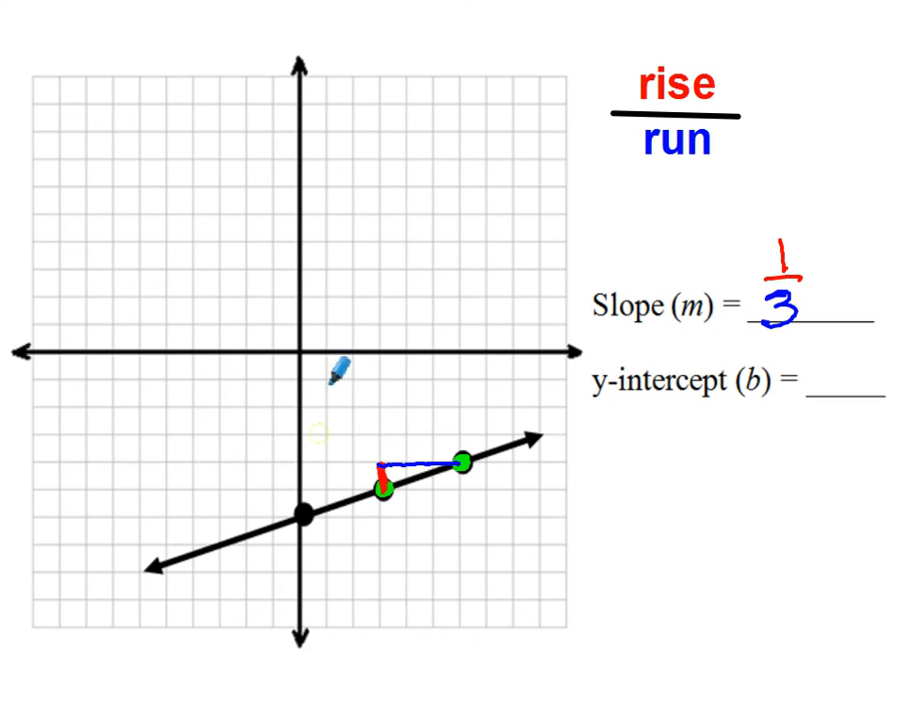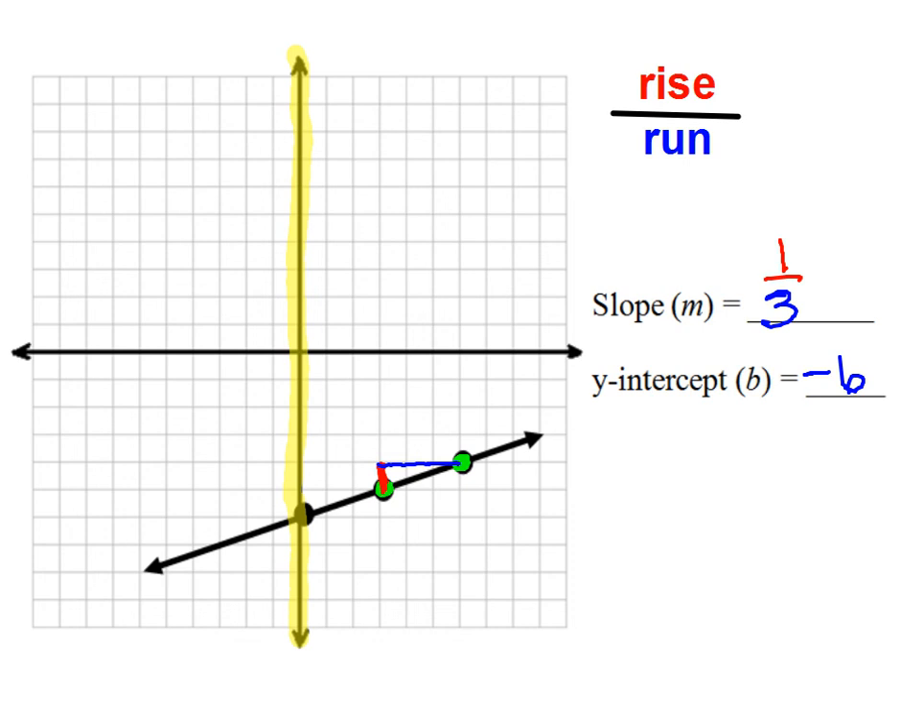Then determine the y-intercept for your line. Again, that's where your line crosses the y-axis. In this case, our line crosses the y-axis at this location, which is down at 1, 2, 3, 4, 5, 6, down at (0, -6). So my y-intercept is -6.